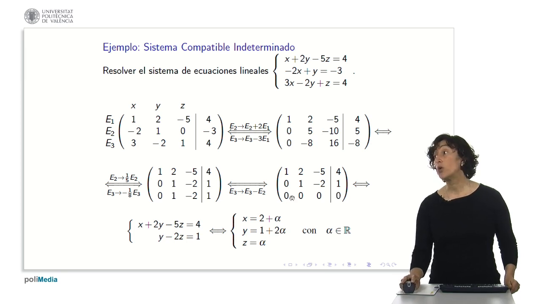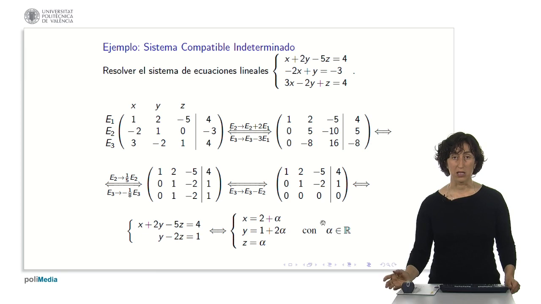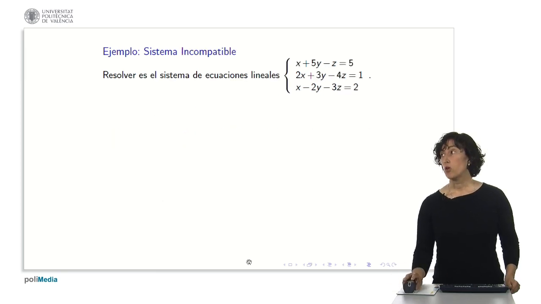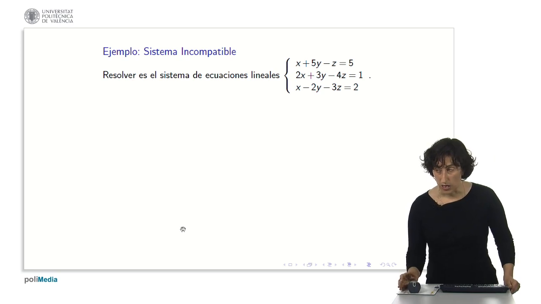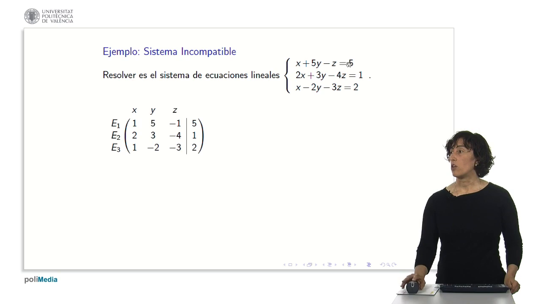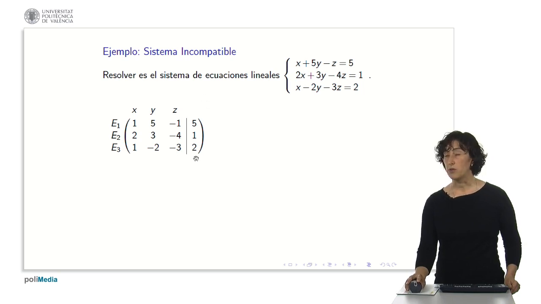Well, this is what happens for a consistent indeterminate system. What happens if the system is inconsistent? That is, it does not have a solution. Well, let's see what happens when applying the Gauss method. We will start with the system, the same as before, equation 1, equation 2, equation 3, the three equations. They are only coefficients, x under x, y under y, z under z, and the independent terms.